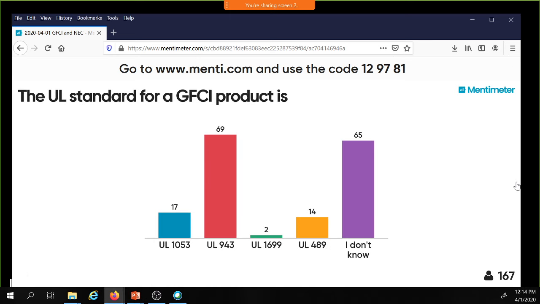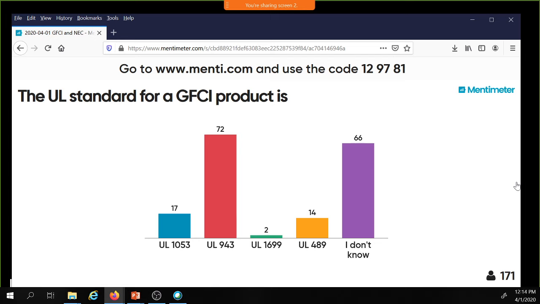All right, the UL standard for a GFCI product is 1053, 940. So the I don't knows, I'm glad you're here. And you might wonder, why the heck do I need to know what the standard is? I'll explain, because anytime we're looking at a product, there's been some confusion on GFCI and GFPE. The challenge is, we always call things ground fault. Go give me that ground fault protector. Or go give me GF or GFI. I've heard the acronym GFI. GFCI is a UL 943 device.